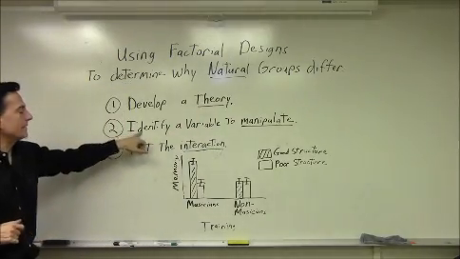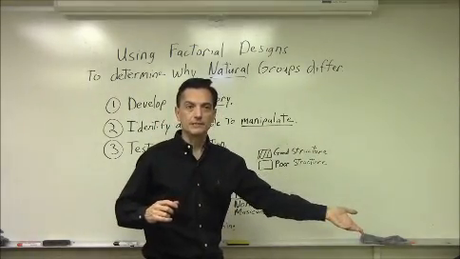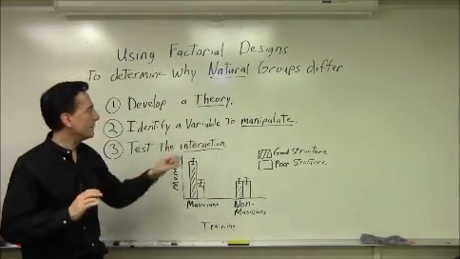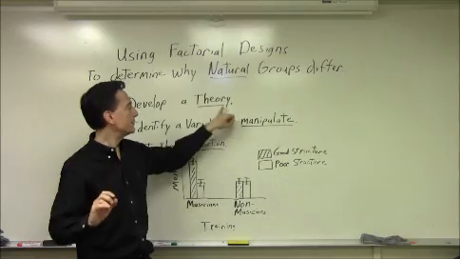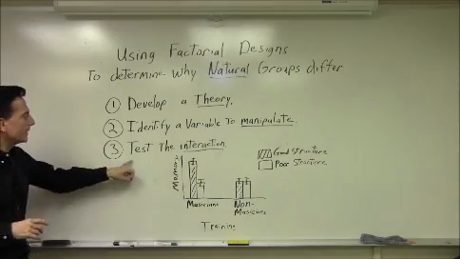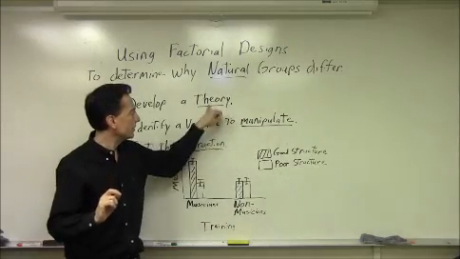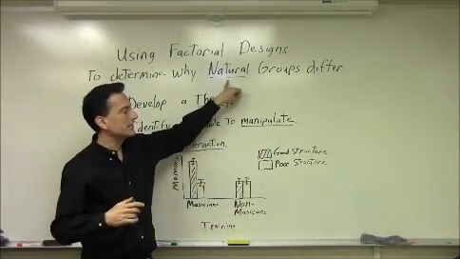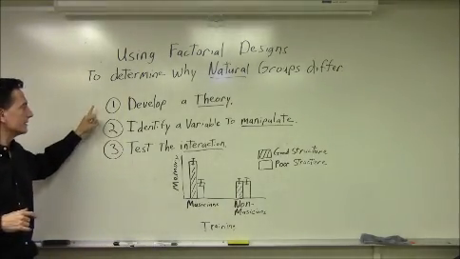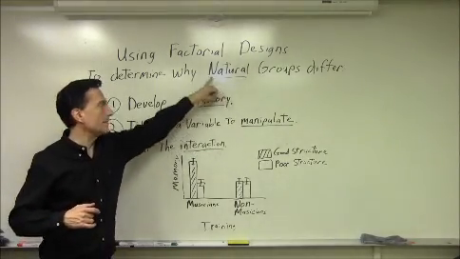The second step is to identify a variable that is manipulable. That is, we're going to manipulate a second independent variable to tell us something about our first independent variable, which was our natural groups. And hopefully that will be a variable that is not only manipulable, but directly relevant to our theory about why it is that these groups are differing from each other. And then finally, we're going to test the interaction between those two independent variables, one that we are manipulating and that flows directly from our theory, and the other variable, of course, is the natural groups variable itself. Okay, so again, those steps are develop a theory, identify a variable to manipulate, and then test the interaction between that manipulated variable and the natural groups variable.